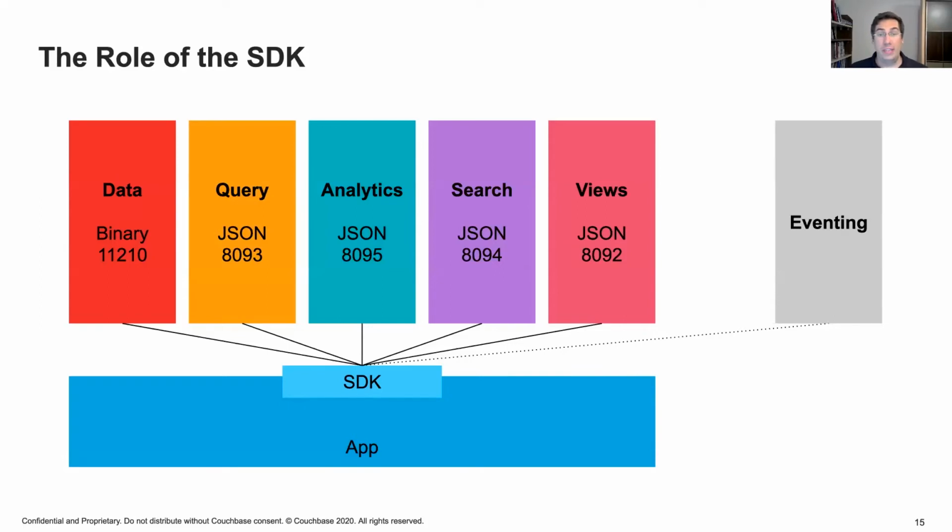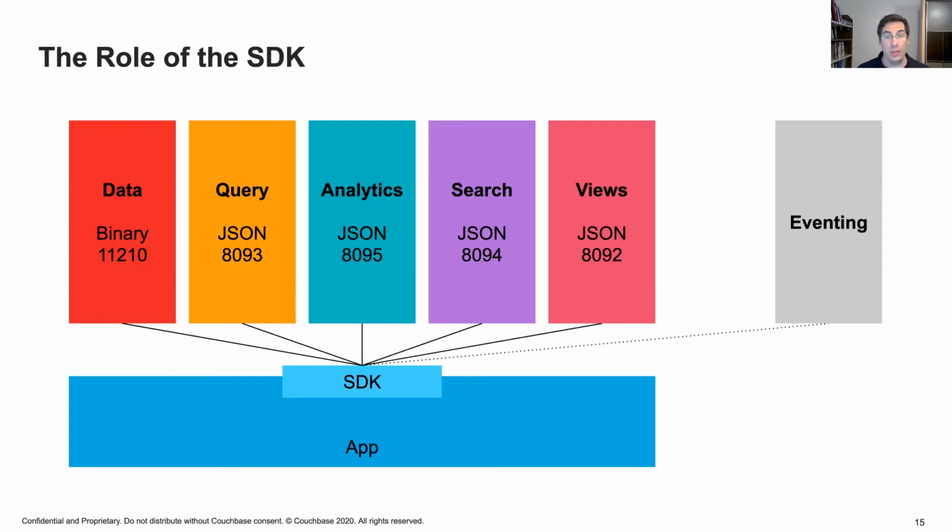So what is the role of the SDK in the first place? We have all these services. So we talked about data, key value. We talked about query, analytics, search, and views very briefly, but it is important to understand how or what role the SDK plays when talking to all of them. Now, one side of the equation is, of course, the SDK wants to make sure that all the APIs feel similar, right?